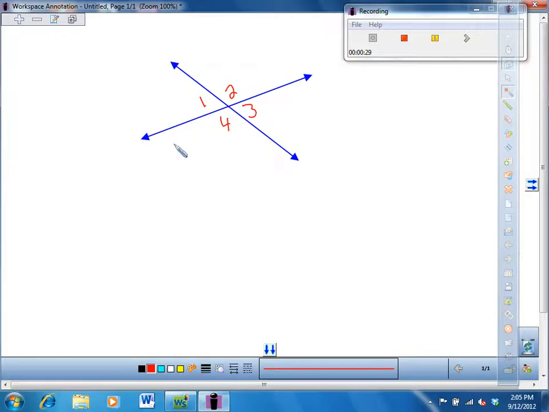Go ahead, Brecken. 3 and 4. 3 and 4 would be a linear pair. Who can give me another example? Harrison? 2 and 3. 2 and 3. So those are all linear pairs, okay? Who wants to make a conjecture about a linear pair?